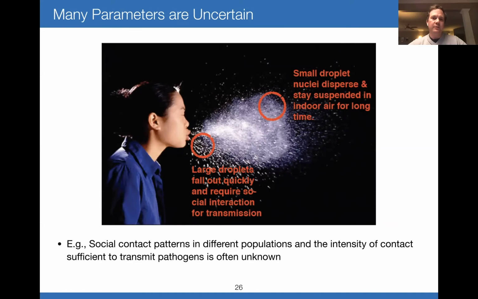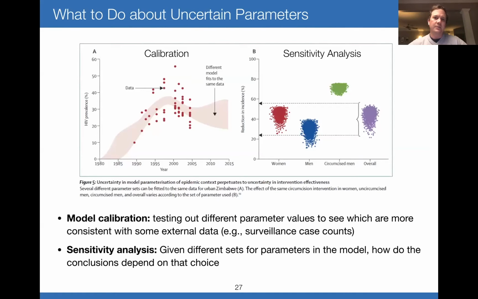And what do we do if we don't have certainty about those parameters, and in particular the contact parameter, which we just assumed that we knew as 4 per day, given the fact that many parameters are uncertain. And they're especially uncertain for respiratory infections like coronavirus, because we don't know what types of contacts are effective for efficient disease transmission. There's lots of hypotheses and good bench and clinical science to back it up, but there's still a huge amount of uncertainty. The social contact patterns are very different in different populations, and the intensity of the contact that's sufficient to transmit these pathogens is often unknown. So what do we do in this case if we don't have a single fixed number to represent these parameters?